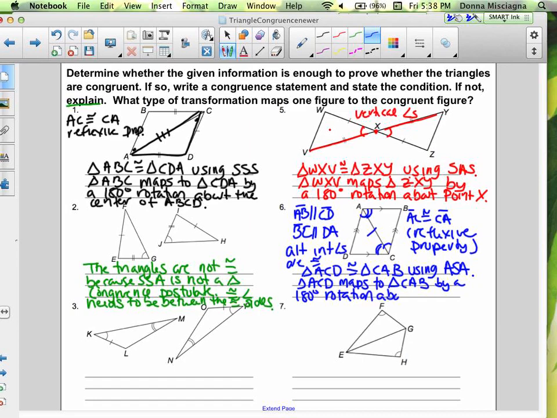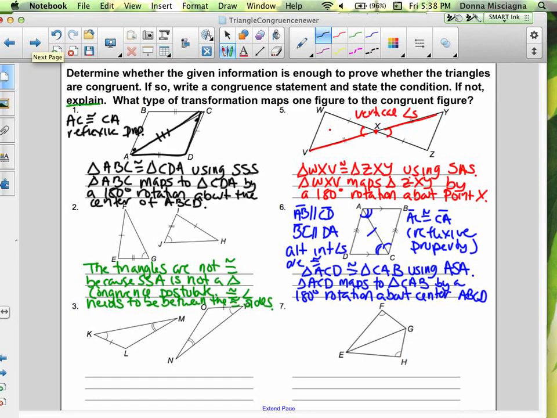Again, it's going to have to be the center of that figure, the center of ABCD. If I rotate right in the center there and just turn it around, I'd map to the other triangle. All right, number 5 here.